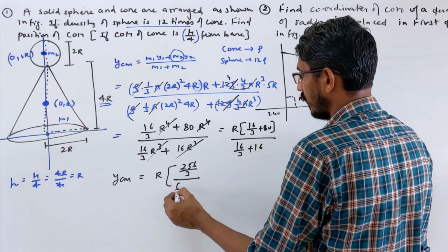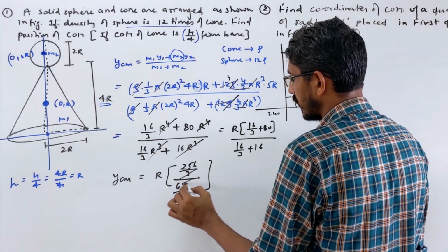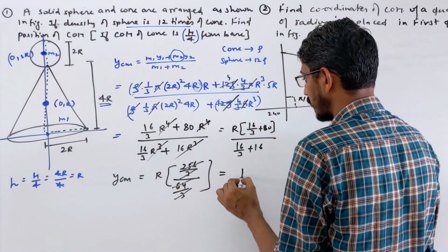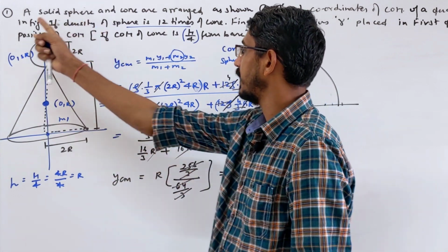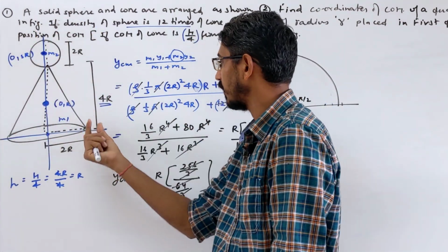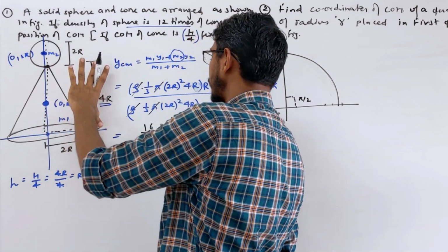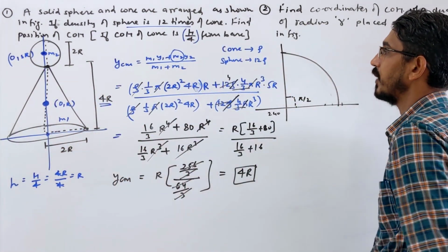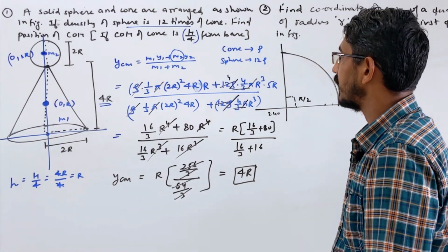This becomes 64 by 3. Look here, 3 goes here and 60 goes 4 times. So the answer is coming 4r. So it means the center of mass of this combined system, a solid cone and a solid sphere, will be at this point. That's the height, because the answer 4r is the height of the center of mass. Yes, so that was a very interesting question.